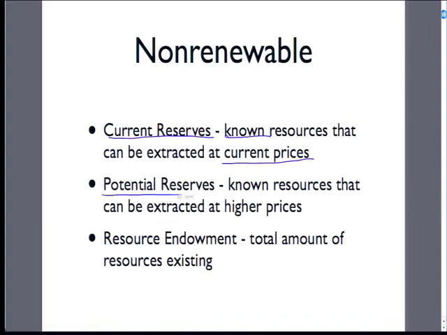Then we have potential reserves. These are reserves that are known and they're mapped, but they won't be extracted at current prices. They could be extracted at much higher prices.